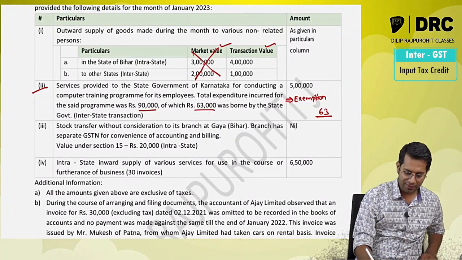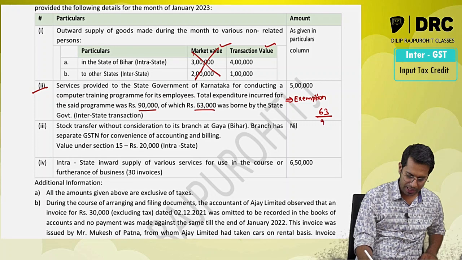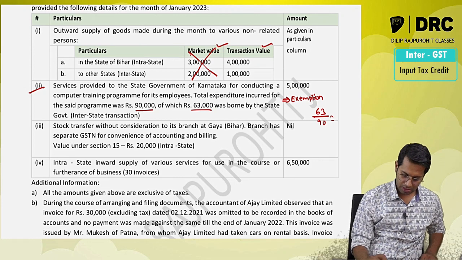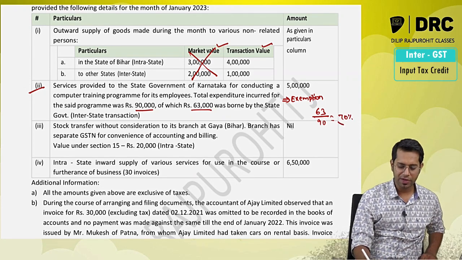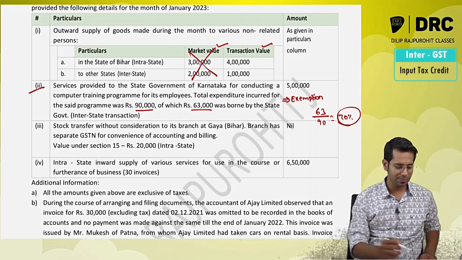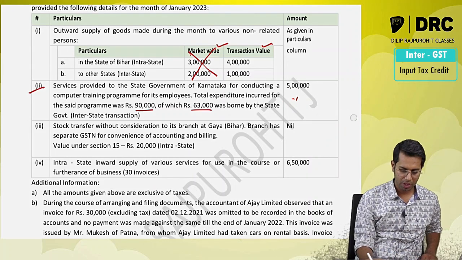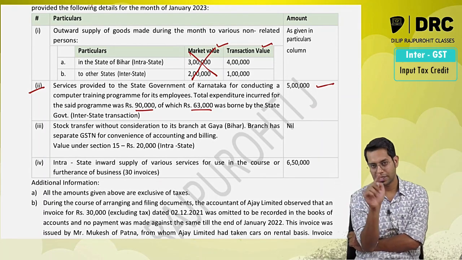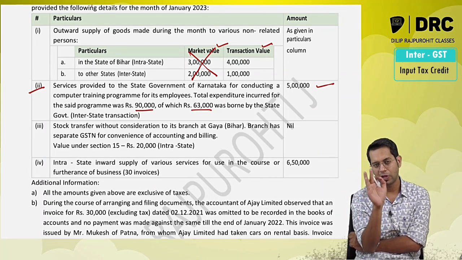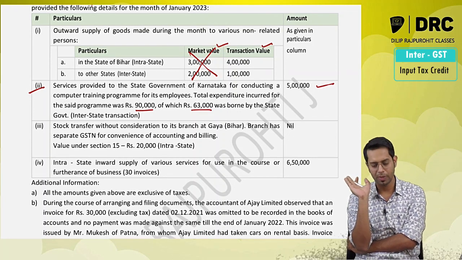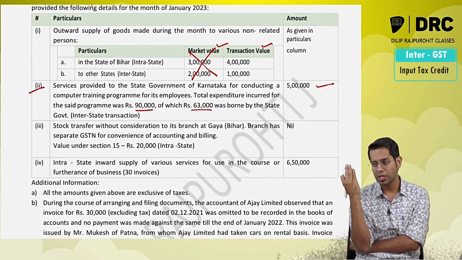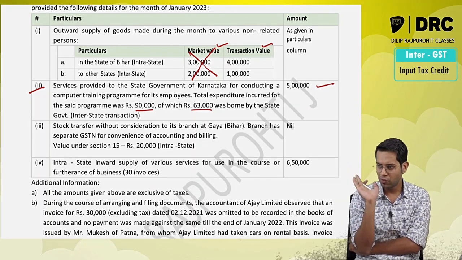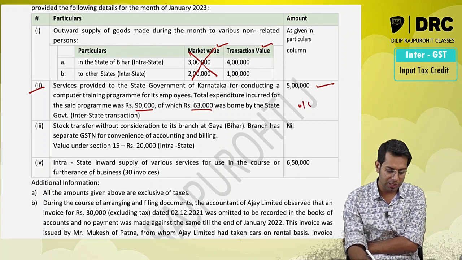So if I take 75% also, 63 divided by 90, how much is this? It comes to 70% only. So anyways it is not exempt. This particular item is not exempt, it is taxable. Exemption will be given only if the total expenditure is borne by the central government, state government, etc. In this case the expenditure is not completely borne by central government, state government, only 70% of the expenses is borne, therefore it will become taxable. So this is also an outward supply which is taxable.